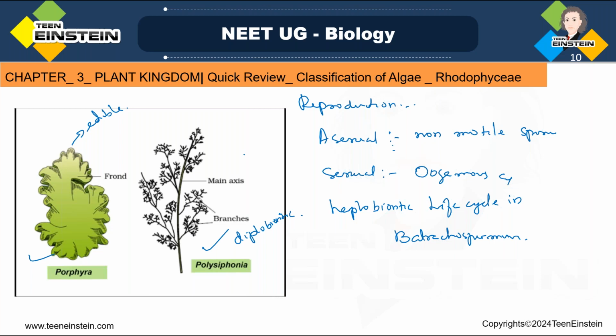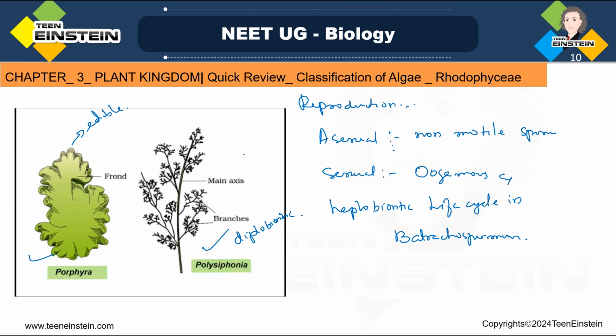The next is the stored food form. In chlorophyceae, stored food is in the form of starch. In phaeophyceae, or brown algae, you can see mannitol and laminarin. In rhodophyceae, you can see floridian starch. And the cell wall of each one: in green algae, the cell wall is composed of cellulose and pectin. In phaeophyceae, cellulose and algin. In rhodophyceae, cellulose and pectin with polysulfate esters, that you have to mention.